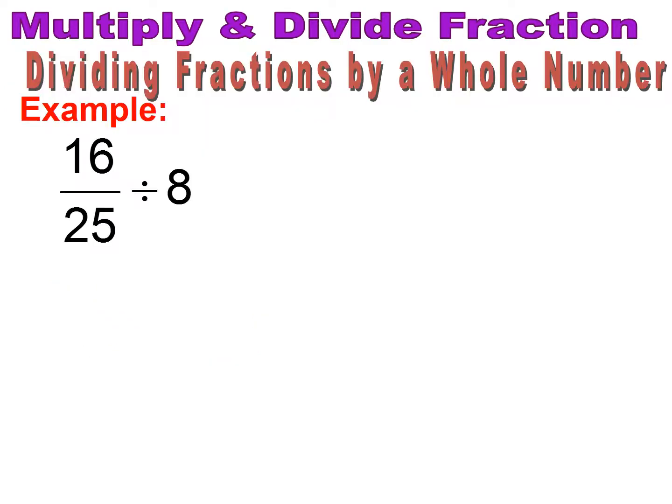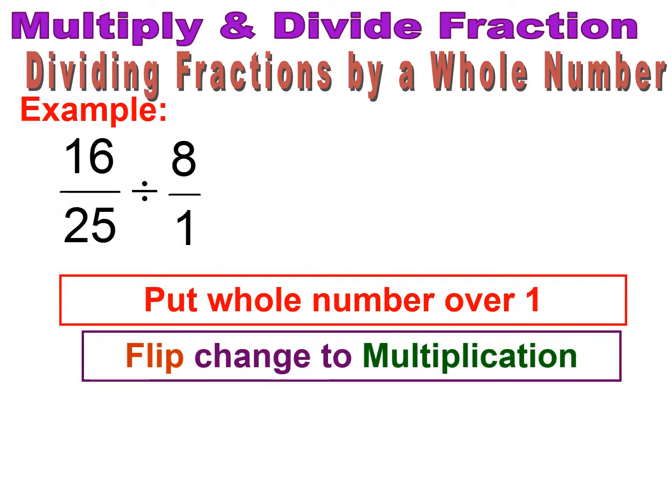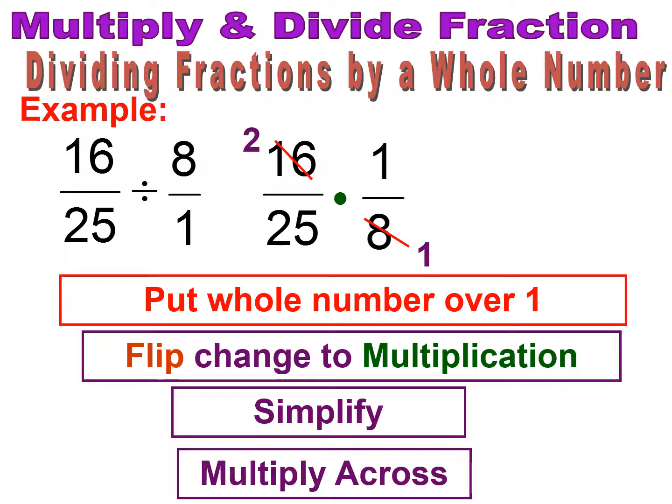And just like multiplication of fractions and whole numbers, in division of fractions and whole numbers, you also want to put that whole number over 1. So in this case, that 8 would turn into 8 over 1. And it's important here because remember, the second fraction has to flip. So that no longer will be 8, that's going to end up being 1 over 8. So you're going to keep the first fraction, change it to multiplication, and then flip the second fraction. And then you're going to simplify. So in this case, we simplify, multiply across, and we're left with 2 over 25.